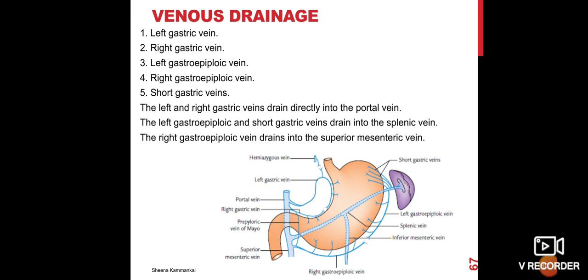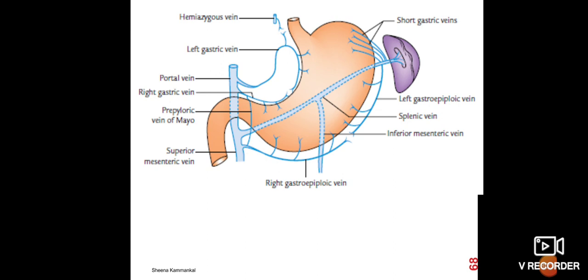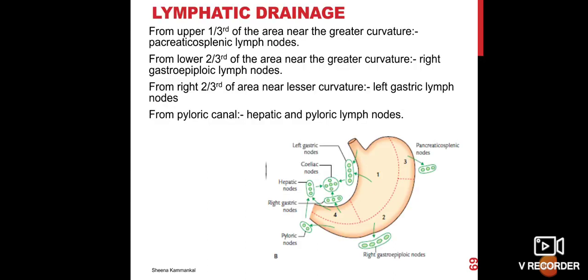Venous drainage is the same as the arterial supply. Left gastric vein, right gastric vein, left and right gastroepiploic veins, and short gastric veins. Right and left gastric veins directly open into the portal vein, so they are part of the portal circulation. Left gastroepiploic and short gastric veins drain into the splenic vein. Right gastroepiploic vein drains into the superior mesenteric vein. So the first one only drains into the portal, the others to the systemic veins. This picture shows the diagram of the venous drainage of the stomach.